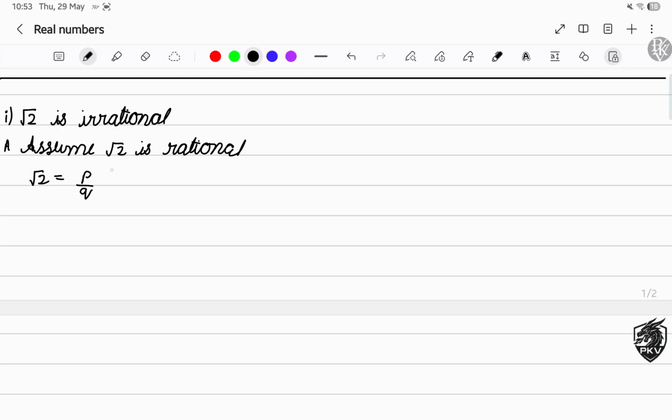Okay, P by Q, and here let's say that HCF of P and Q equals 1. So you cannot take any more factors out of P and Q and cut them. This is the simplest fraction. HCF of P and Q is equal to 1, P and Q are integers, and Q is not equal to 0.